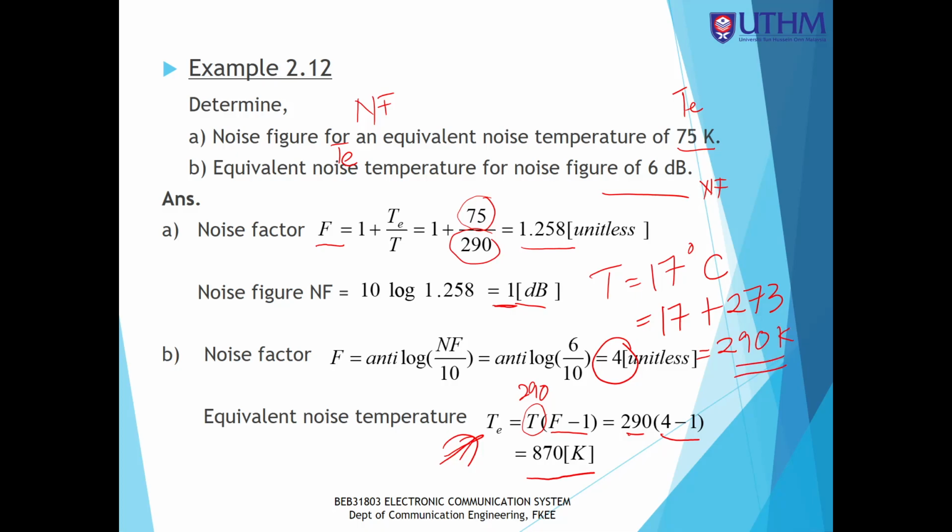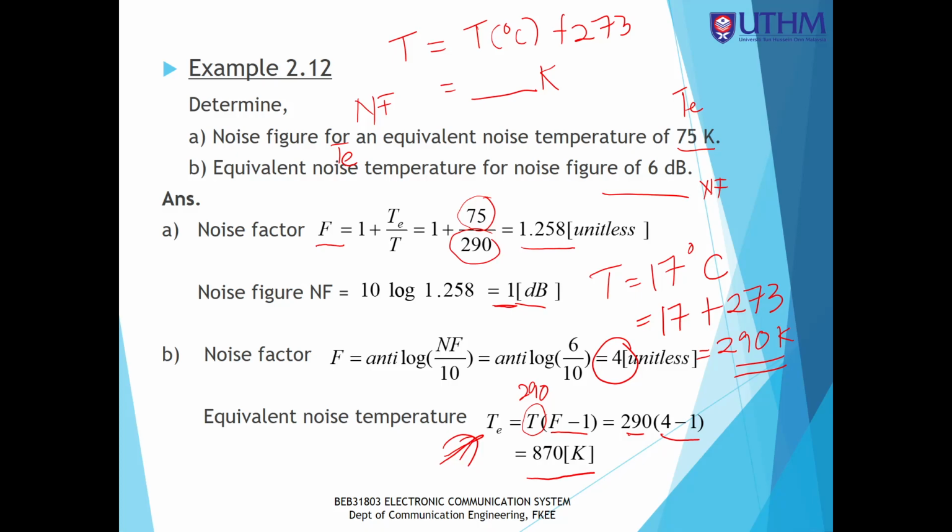Okay, so remember how to change into Kelvin. If you want to find temperature in Kelvin, that means temperature in terms of degree Celsius plus 273. Okay, so you will get the value in terms of Kelvin. Remember that all temperature parameters in this subject use Kelvin only. Semua parameter suhu dalam syllabus kamu menggunakan Kelvin sahaja.